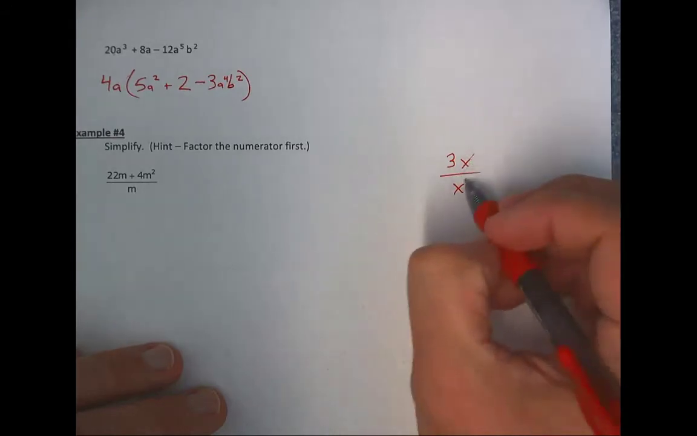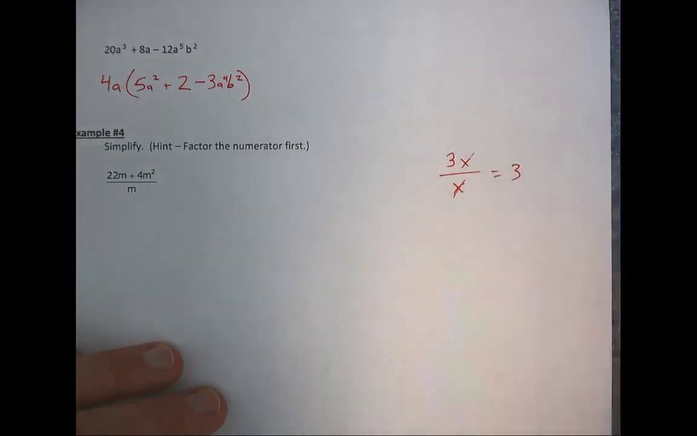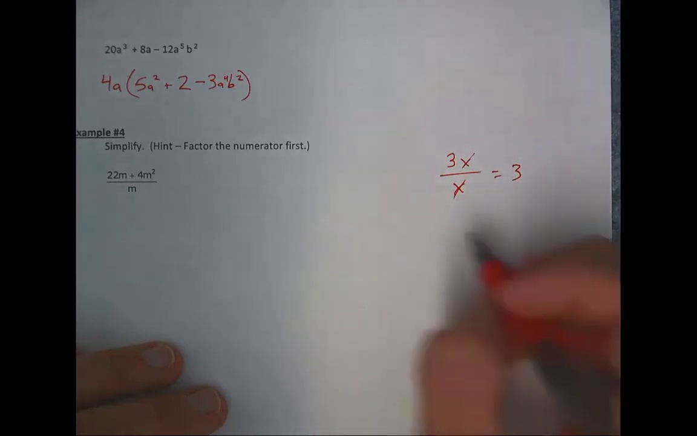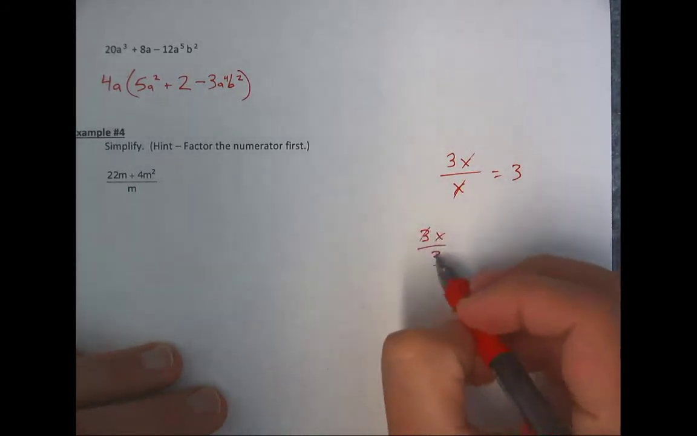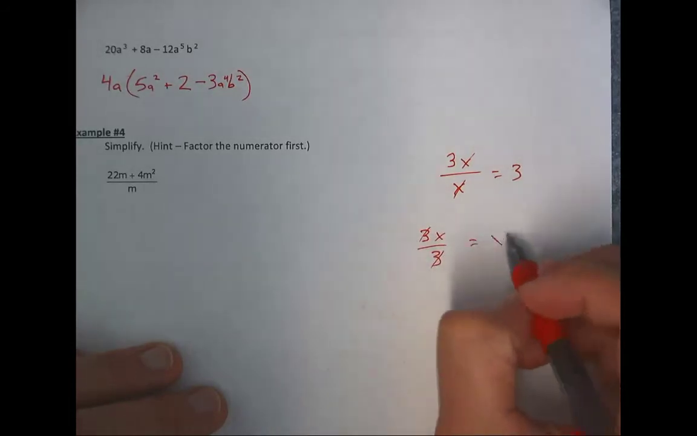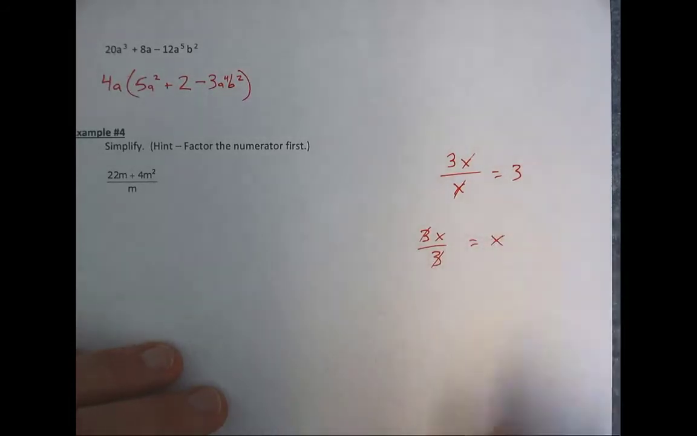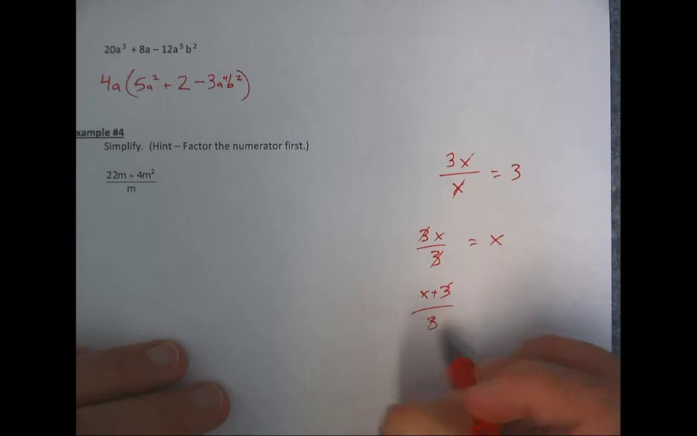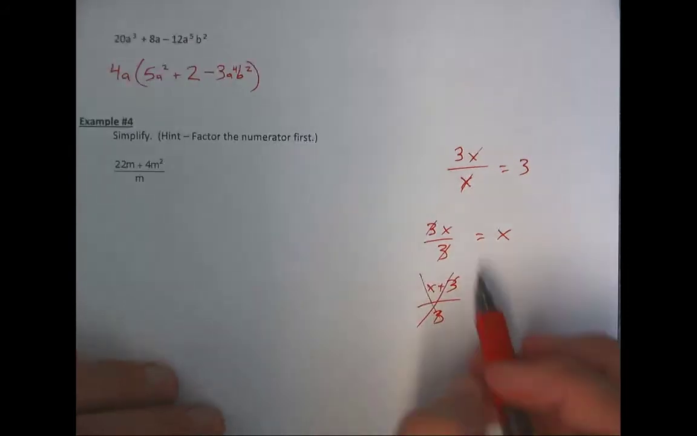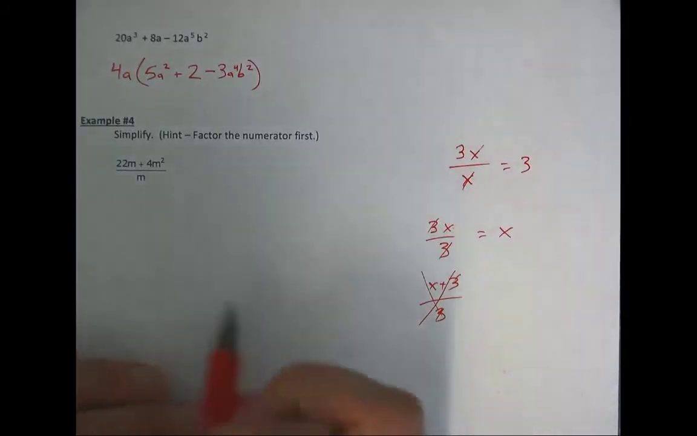We know that these x's will cancel each other out, and we're just left with 3. We also could say, well, if I have 3x over 3, well, the 3's will cancel, and I'm left with x. And sometimes there's other things left over on the bottom. Now, when we can't do that is we can't do x plus 3 and have a 3 here and cancel. That does not work. Cannot do that. Okay, it's only when you have products, things being multiplied.